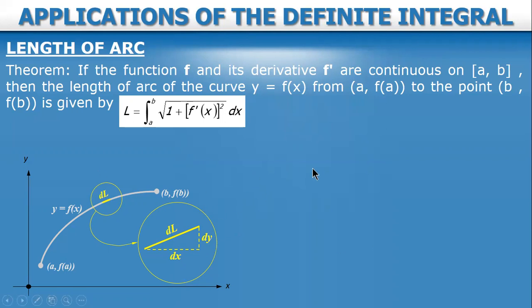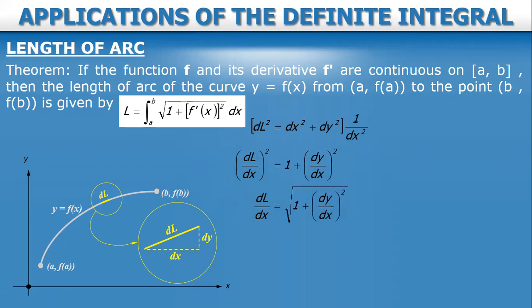By the Pythagorean theorem, we have dl squared equal to dx squared plus dy squared. First, we multiply the whole equation by 1 over dx squared, so the dx squared is distributed to each term. This is the result: dl over dx squared equals 1 plus dy over dx squared. Next, get the square root of both sides. This is the result.